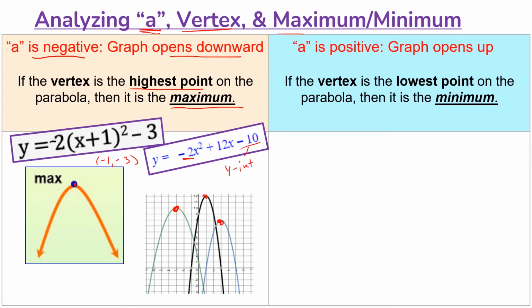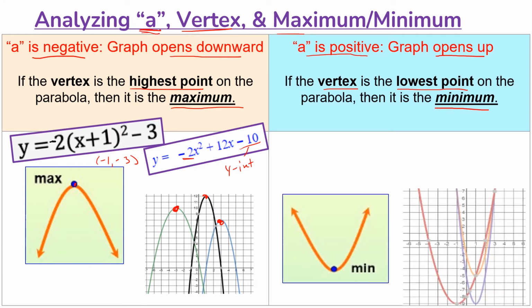Next, we have if a is positive. So if a is negative, the graph opens down. If a is positive, of course, that graph opens up. And if the graph opens up, it is going to have a lowest point, or the vertex would be the lowest point, and it will have a minimum. Here are some examples here. So all of these, 1, 2, 3, would be minimums.